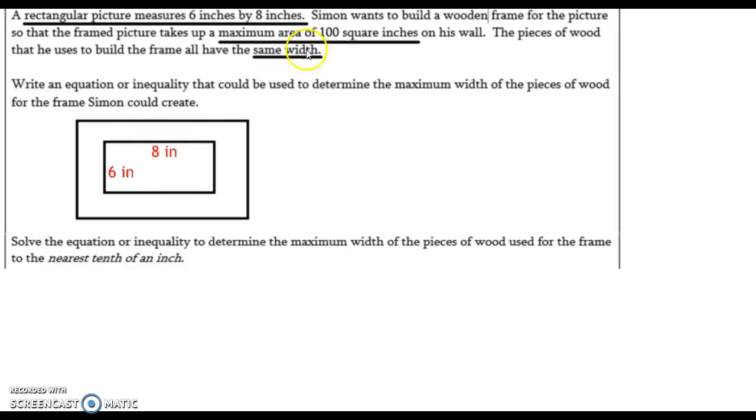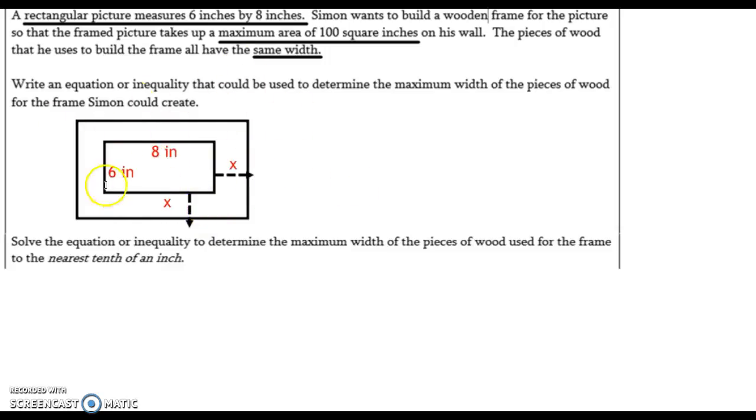And we know that the frame has the same width all around, but we don't know what that width is. So from here to here, we can say that that width is a number that we don't know. And as you recall, the number we don't know, we use x for that. So that's the width of that frame. We also know that the width is not just from left to right, but is also from top to bottom. So that is another x.